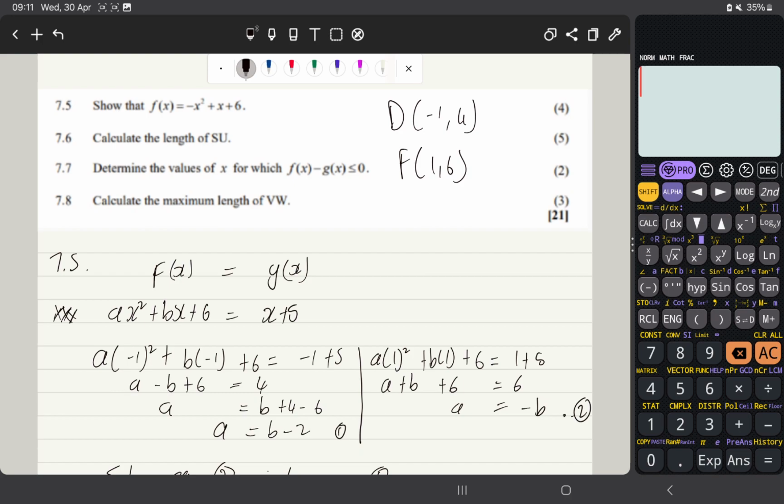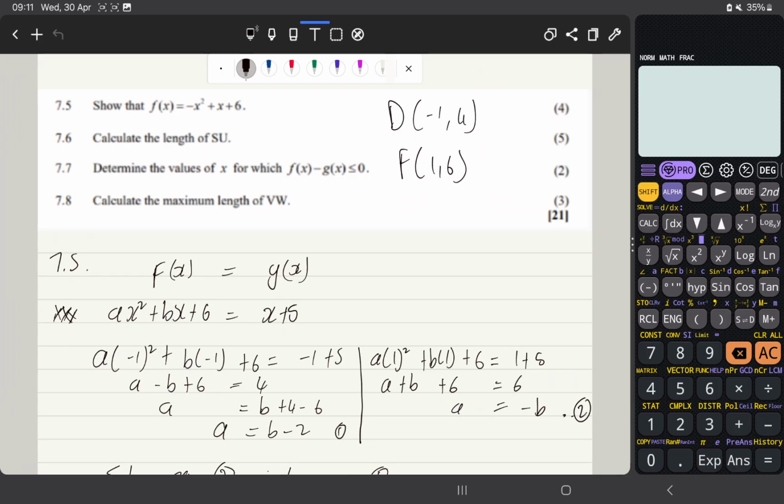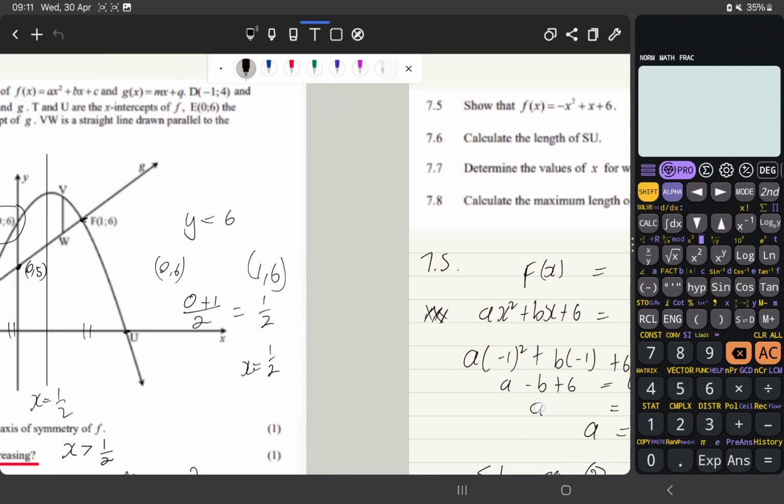Let's see. Calculate the length of SU. So they say calculate the length of SU. First, I can get point S. It's very simple, very easy. It's easy to get point S. They gave it 5 marks, and I'm gonna tell you why they gave it 5 marks.